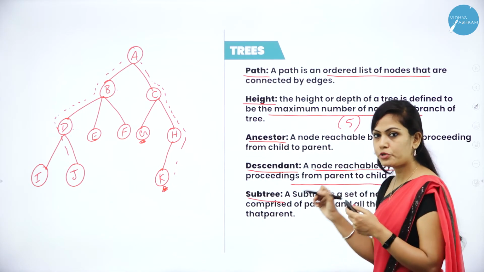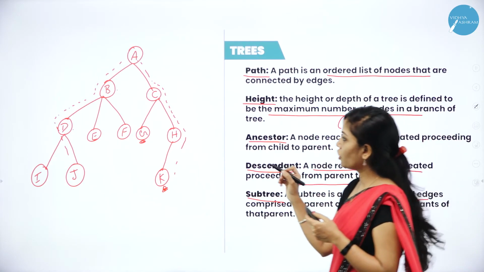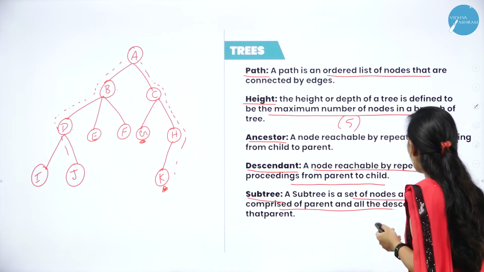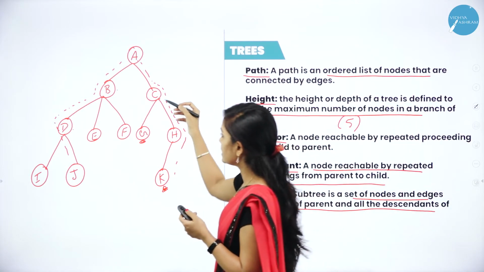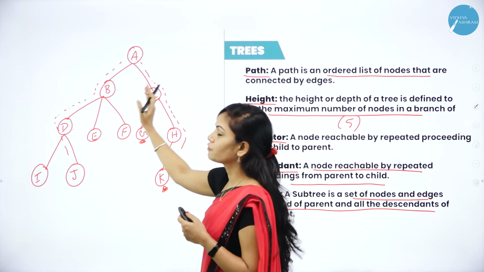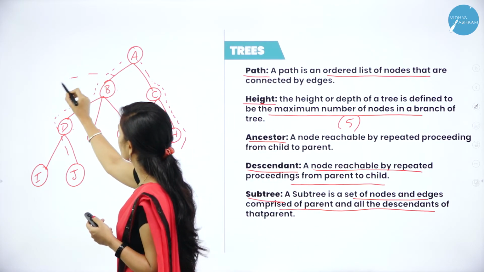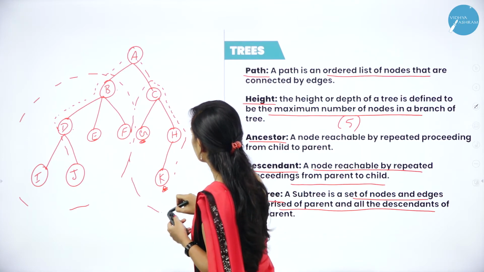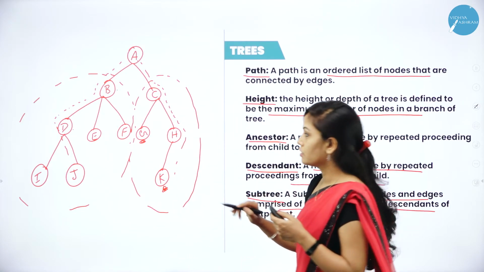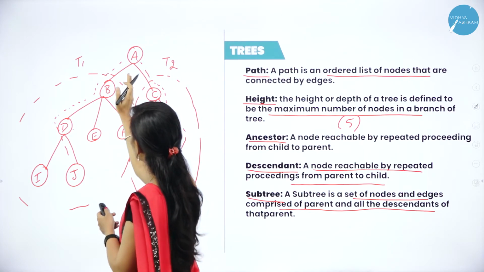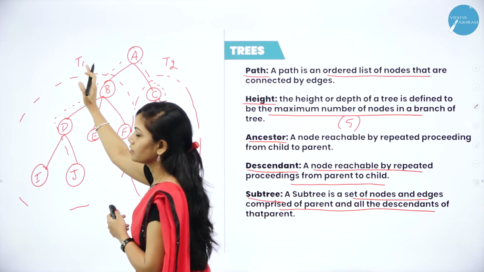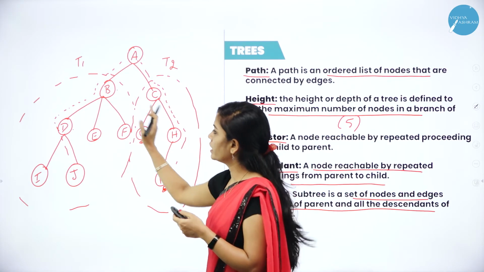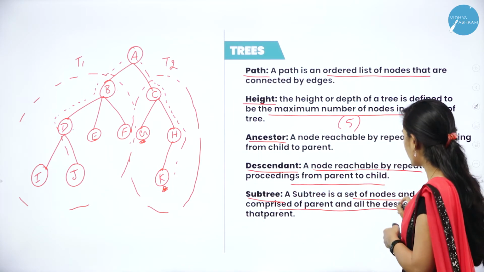And subtree means a subtree is a set of nodes and edges comprised of a parent and all the descendants of that parent. So, subtree is a collection of nodes and edges. Here, this is one subtree and this is another subtree. I will call this T1 and this T2. T1 and T2 are called subtrees of the main tree. So, subtree is a set of nodes and edges.